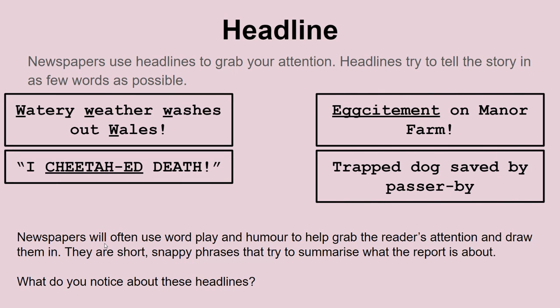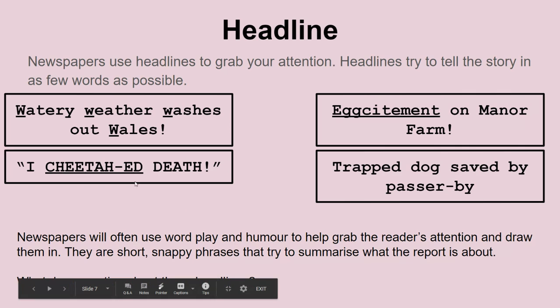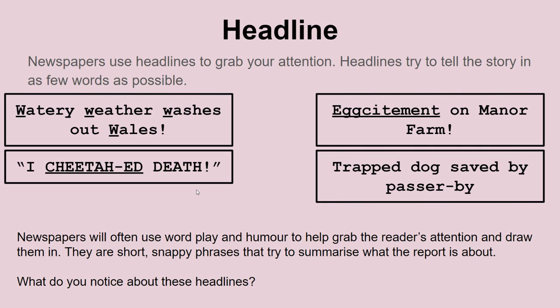Headlines. Newspapers use headlines to grab the attention. Headlines try to tell the story in as few words as possible. As you can see here, we've added some examples of headlines. Newspapers will often use wordplay, so that's like a play on words, playing around with maybe alliteration or similes or metaphors, and humour to help grab the reader's attention and draw them in. They are often short, snappy phrases that summarise what the report is about. Can you write down on your piece of paper what you notice about these headlines?